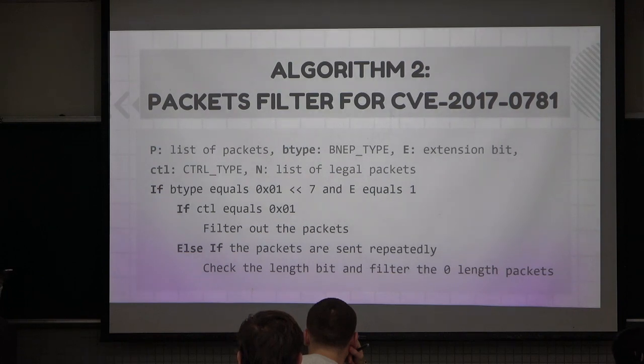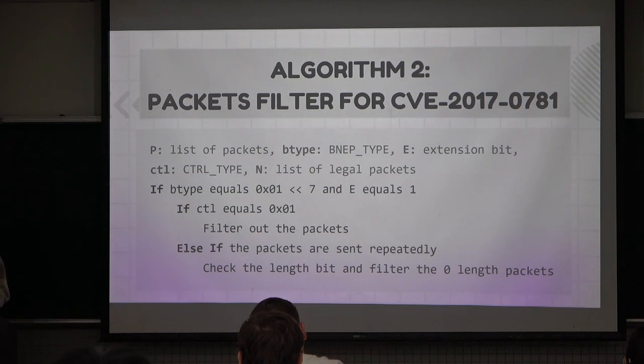The next process is the filter to protect devices from the CVE-2017-0781 vulnerability. The algorithm filters the packets whose bit 7 of BNEP type equals 1, extension bit equals 1, and control type equals 1, or the packets that are sent repeatedly. Their length bit will be 0.